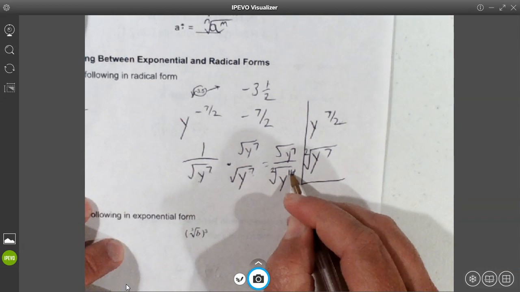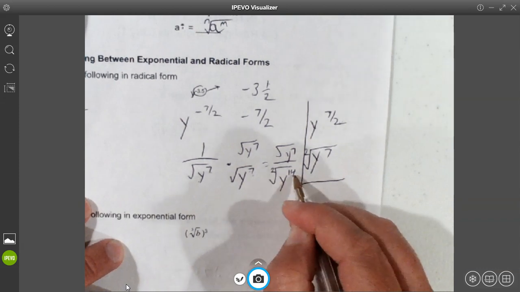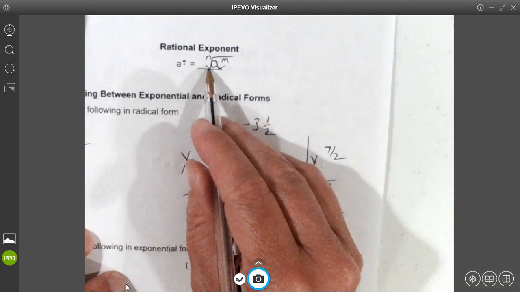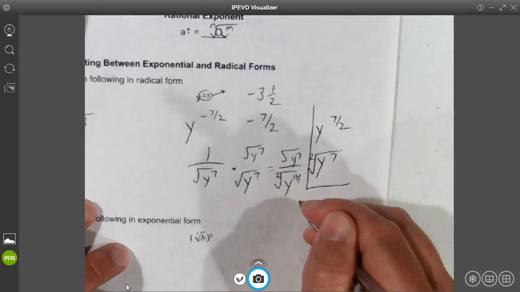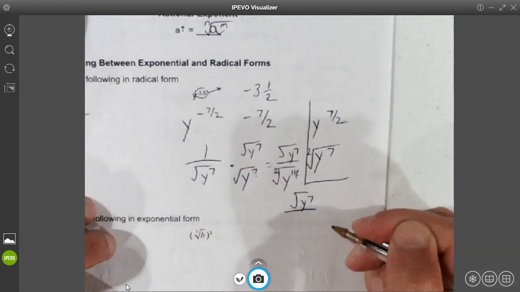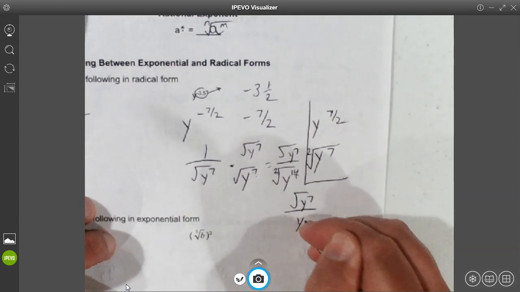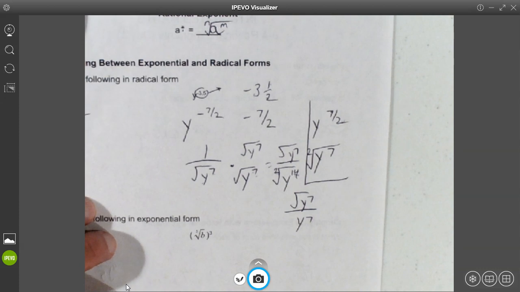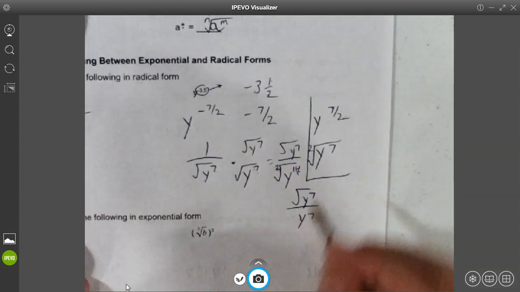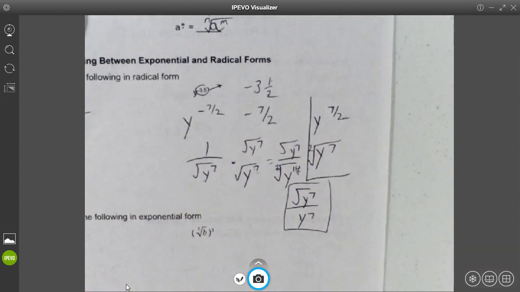And that also plays into what we're talking about. Remember, that's a 2, so this is 14 over 2. If we write that using this fraction, that'd be y to the 7th. So I get the square root of y to the 7th over y to the 7th. All right, and so now we have simplified that expression.